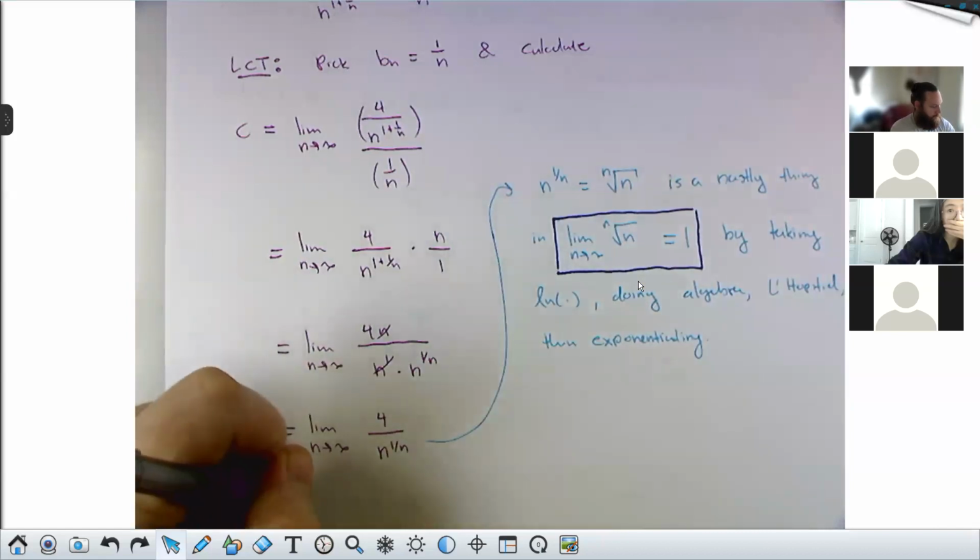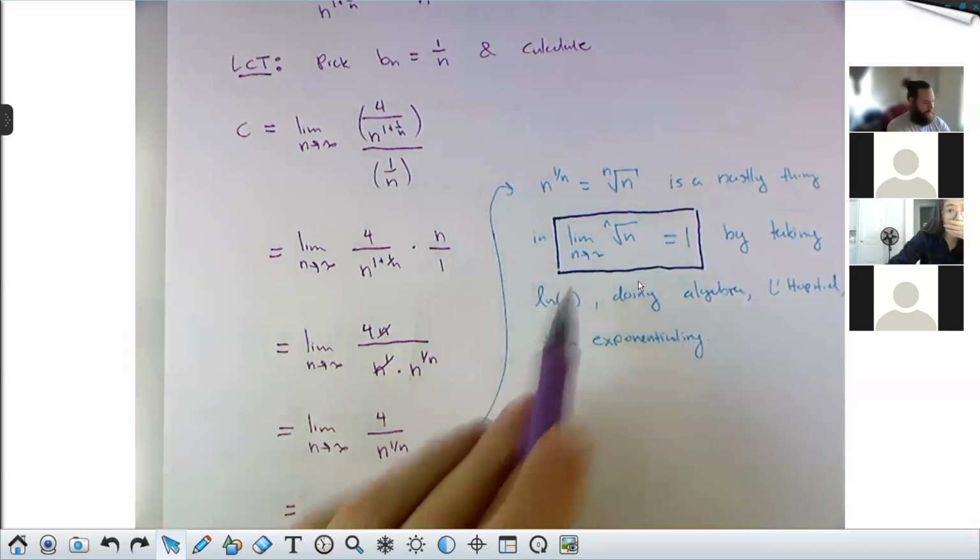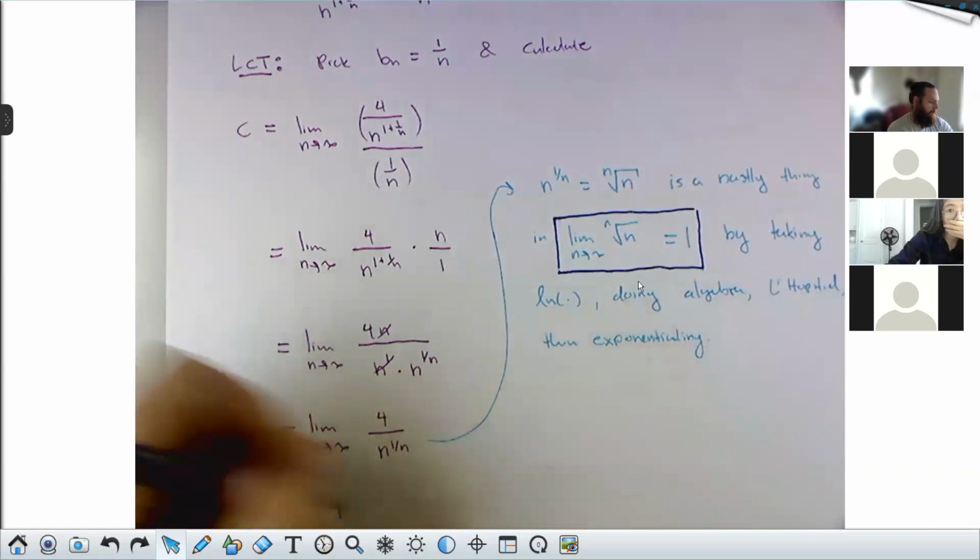So here, back in the workflow for our problem, 4 divided by n to the 1 over n is going to become 4 divided by 1 because this denominator goes to 1. So this is just going to be 4.